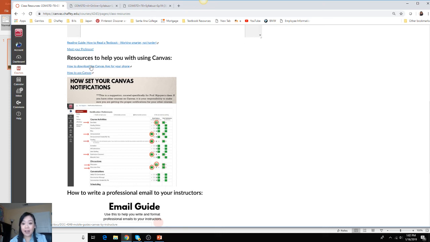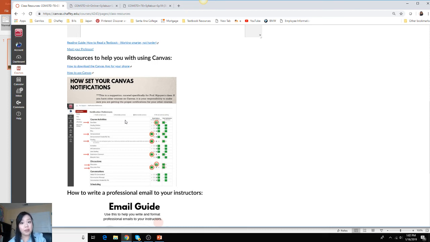This is how to download the Canvas app, the app that I was just talking about, and how to use Canvas. So I sent this out as a message, but I want to reiterate that you should try to set your notifications like this. Again, I stress that this is just for my class. This is what I found works for my class. If you have other classes on Canvas, make sure you're checking those classes too and getting the right notifications as needed. But for me, I think you really just need to be notified about my announcements, my grading, and my submission comments.